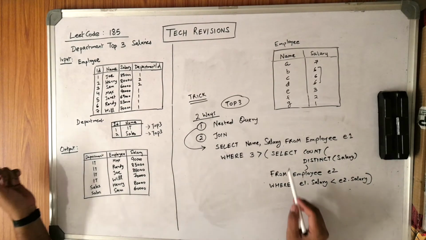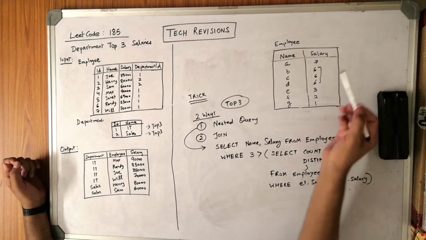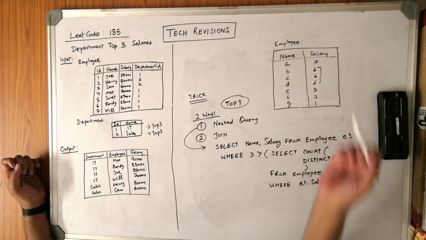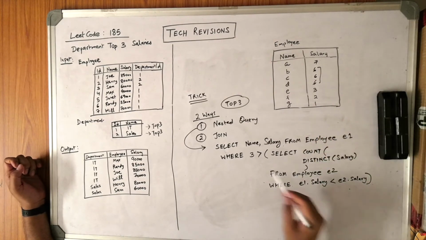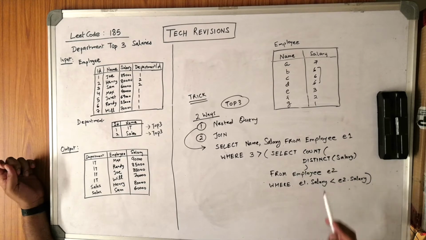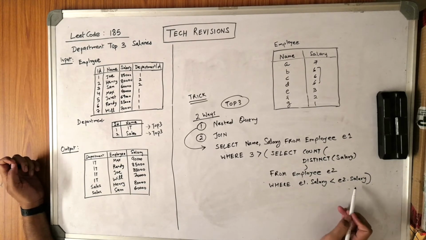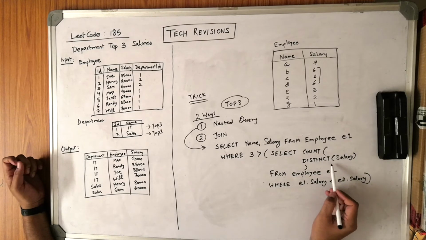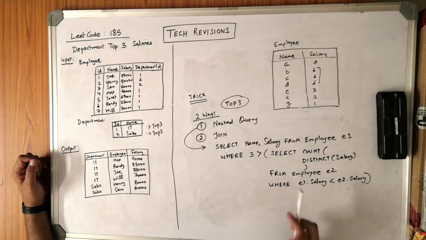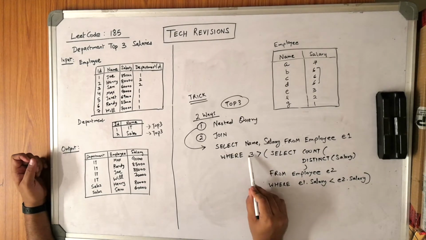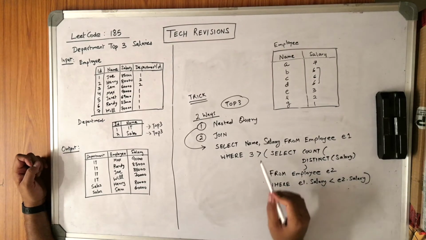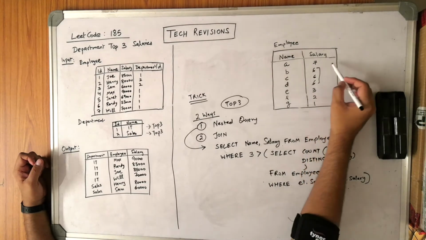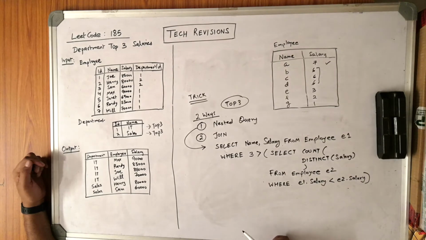What will happen is that for every salary, say 7, when 7 goes inside this nested query, 7 gets compared to all the other salaries, and we count how many times it is less, with a distinct on that. The count will become 0, and because 0 is less than 3, because 3 has to be greater than whatever is here, this particular row will get selected in this output, right?